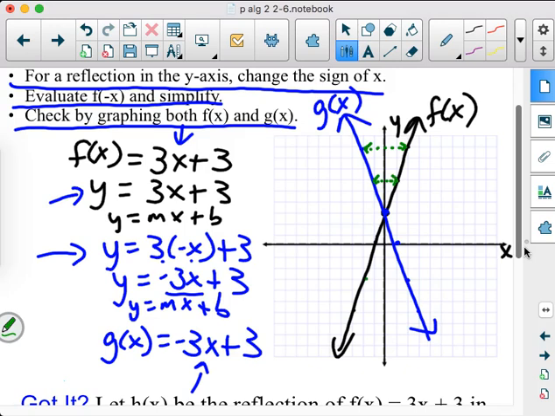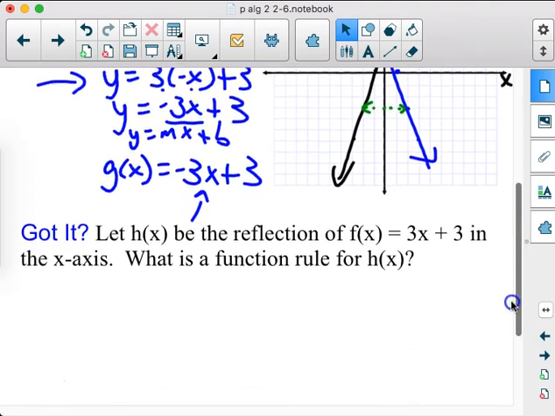Even down here, you can see equal but opposite over the y-axis. This is 1 unit, this is 1 unit. This is 2 units, this is 2 units. That's how it's supposed to work. So to reflect in the y-axis, change the x, make it negative.